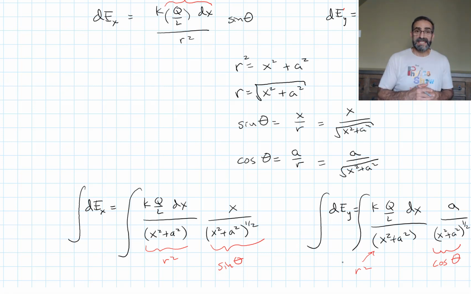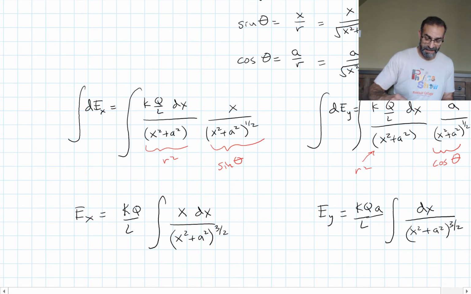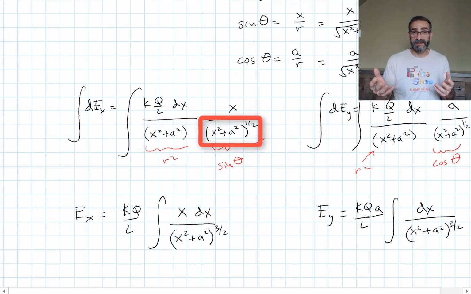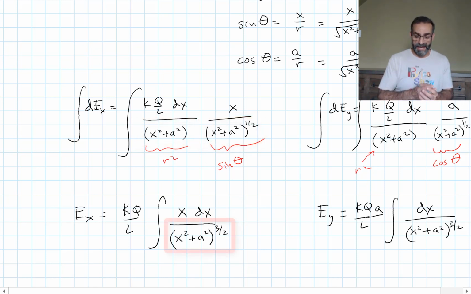The integral of dE sub x is just E sub x. And the integral of dE sub y is just E sub y. So I can write that as E sub x and E sub y. And the right side of the equation, I can simplify and combine some terms. I've got an x squared plus a squared multiplied by the square root of x squared plus a squared in my denominator. So those combine to be x squared plus a squared to the 3/2 power. And the only thing that's left is the limits of integration.